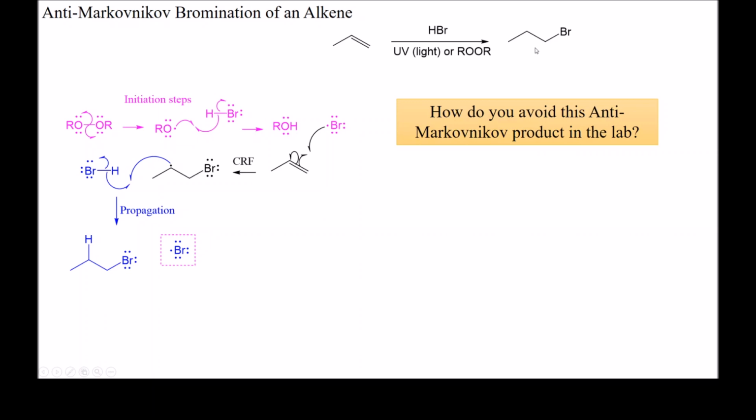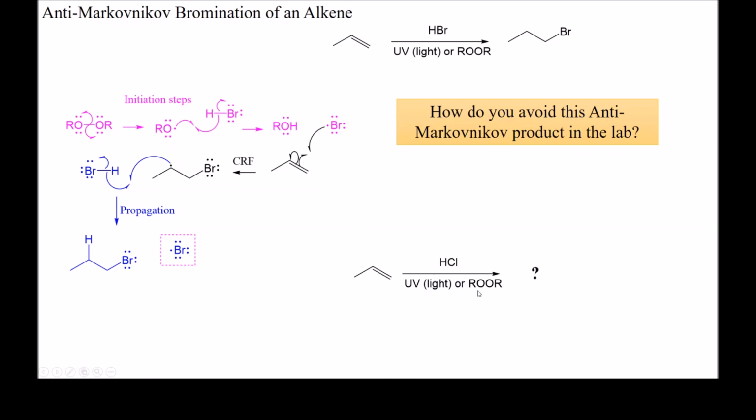So you want to kind of prevent incident light from striking your reaction flask, and you would want to avoid the presence of oxygen. That's how you would get the highest yield of not this product, but the regular Markovnikov product. What if we tried all this chemistry with hydrochloric acid?